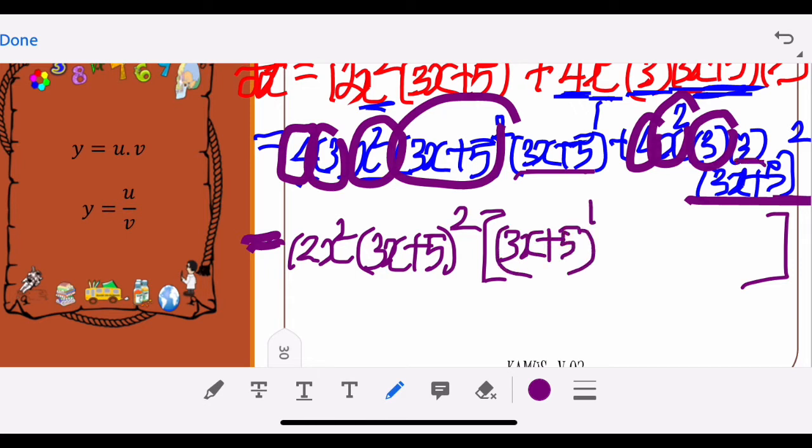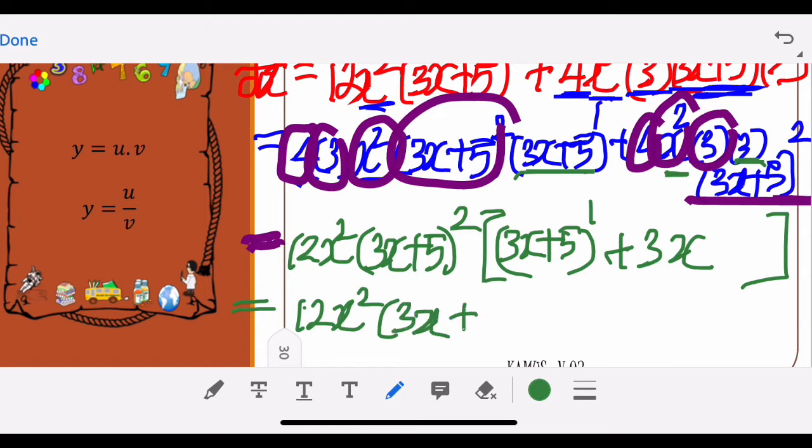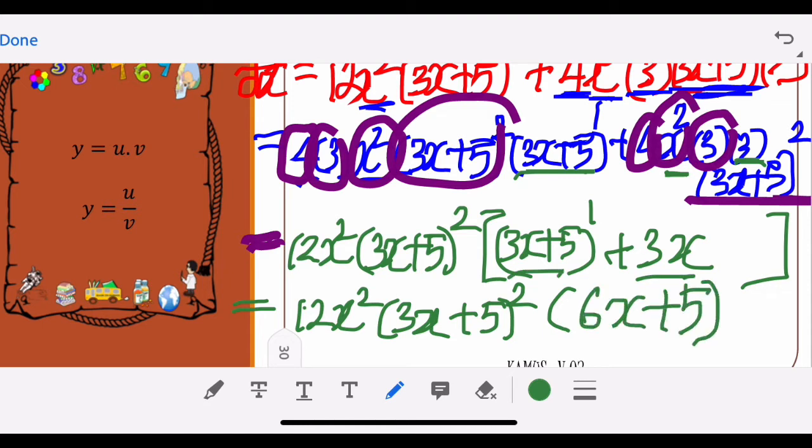And then here I have one more 3x, right? 3x, all right? Because this is x cubed. Okay, clear? So finally, you can simplify to the simplest form. It becomes 12x squared, 3x plus 5 squared, and then here should be 3 plus 3x, which will be 6x plus 5. That is the simplest answer, right? Clear? Understand?